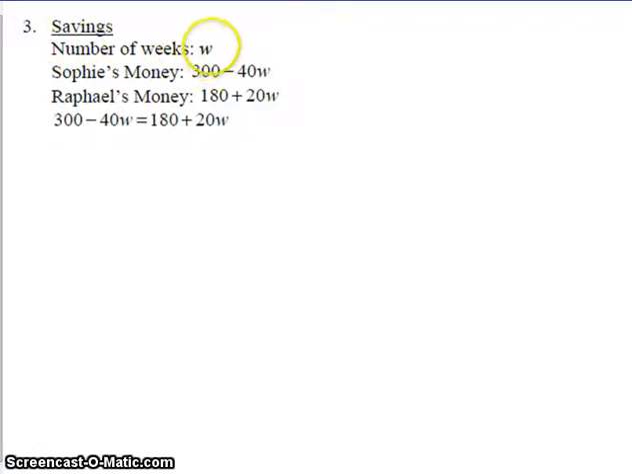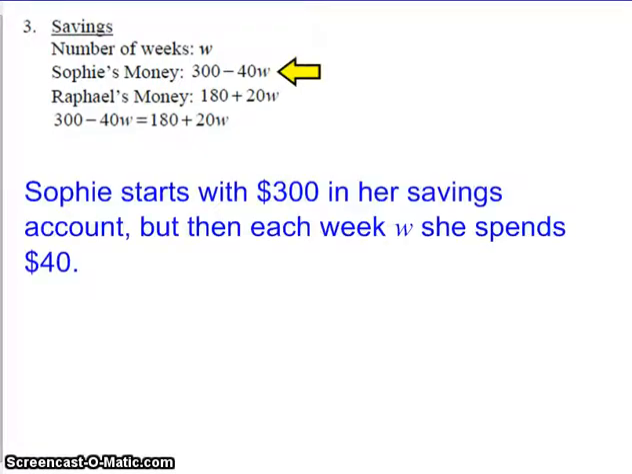However many weeks you're saving will be W. And we see that Sophie's money is 300 minus 40W. Raphael's money is 180 plus 20W. And then we have the equation of Sophie's money being the same as, or equal to, Raphael's money. So, I'm going to skip the number of weeks. I'll include that in the first statement.